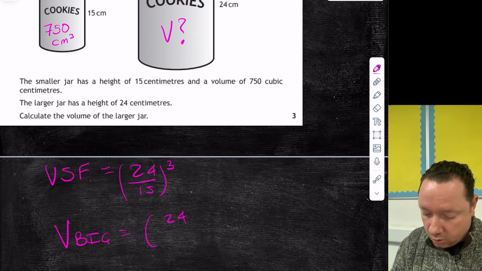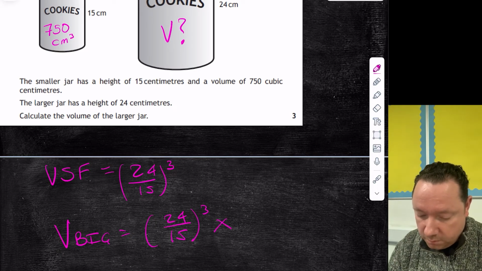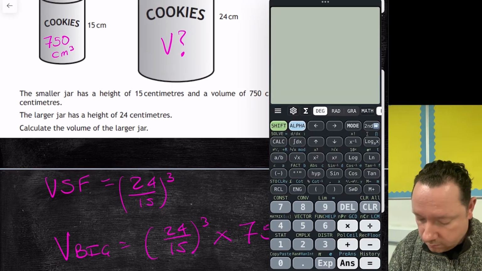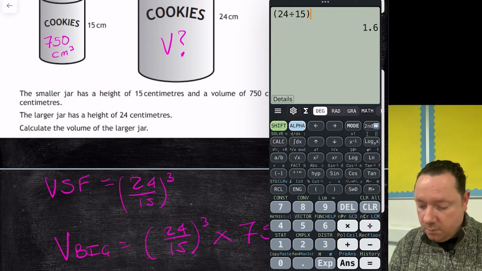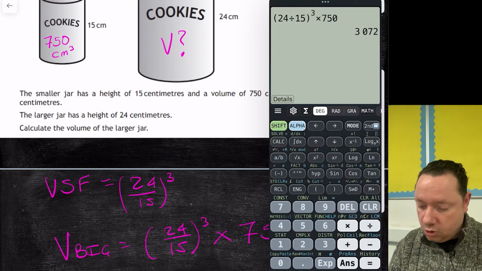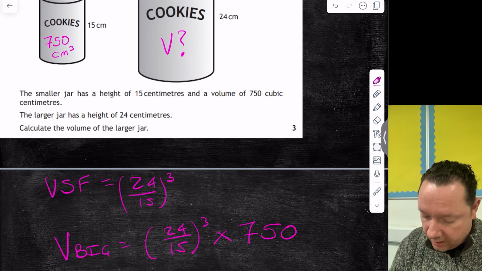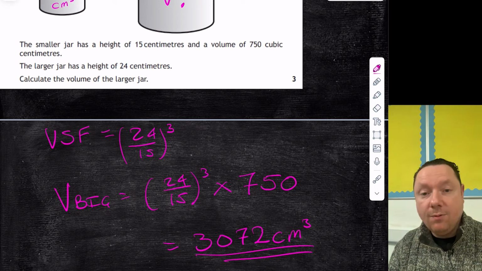So then our new volume, the volume of our big bit, is simply the answer to this sum, which I'm not going to work out because I'm using a calculator, that cubed, times the smaller volume, which was 750. So now I get my calculator and work this out. Brackets, 24 divided by 15, close the brackets, cubed to the power of 3 times 750, and you get an answer of 3072. So that is 3072 centimetres cubed, and we're done there.